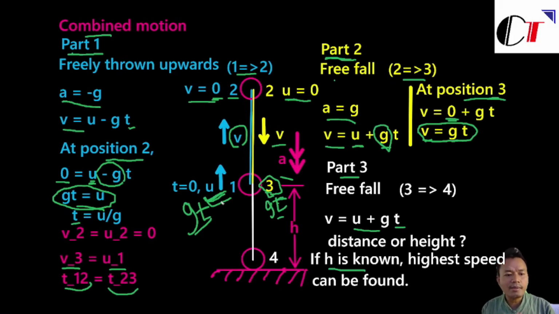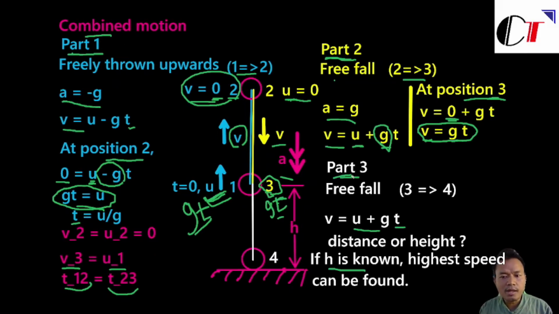because they take the same time, right? And of course, apart from that, the final speed for the part 1 motion will be the initial speed for the part 2 motion. So v2 will just equal u2 on the other side. At position 3, I have already told you the speed at position 3 just equals the speed at position 1, right? Okay, and now let's look at from 3 to 4.